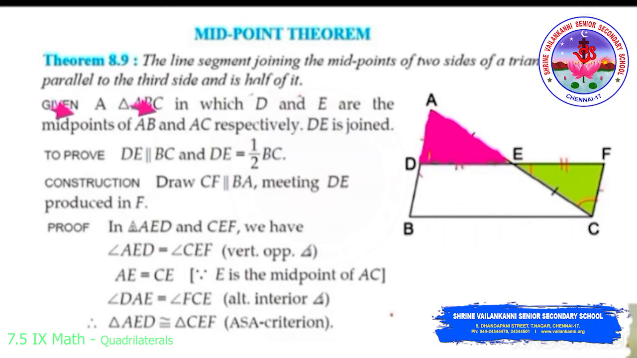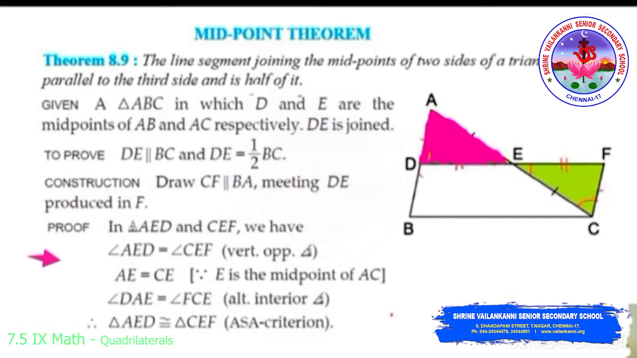Given a triangle ABC in which D and E are the midpoints of sides AB and AC respectively, and DE is joined, to prove DE is parallel to BC and DE is equal to half of BC. Construction: draw CF parallel to BA meeting DE produced in F.